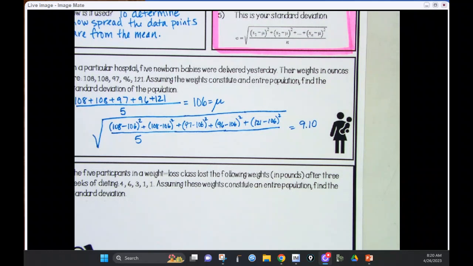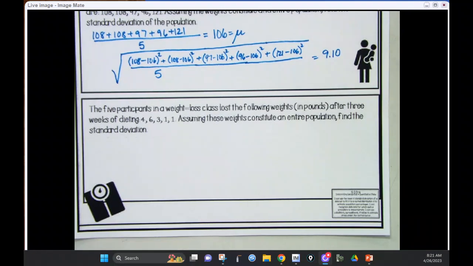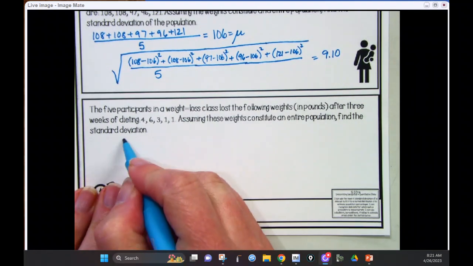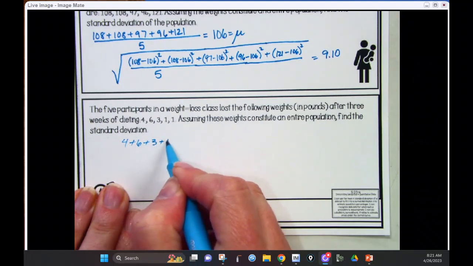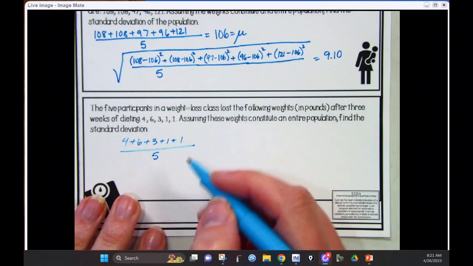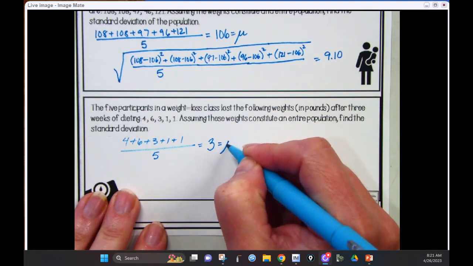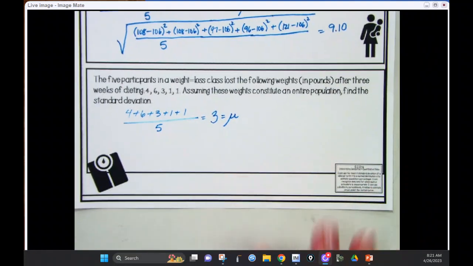Let's try again on this bottom one. It's got some friendlier numbers down there, right? They're not quite so horrible. Let's see if we can get the standard deviation the same on that one. What's my first step? Find what? Find the mean. 4 plus 6 plus 3 plus 1 plus 1 divided by 5, and it's 3. How are you so fast? Any questions with how we found the mean?